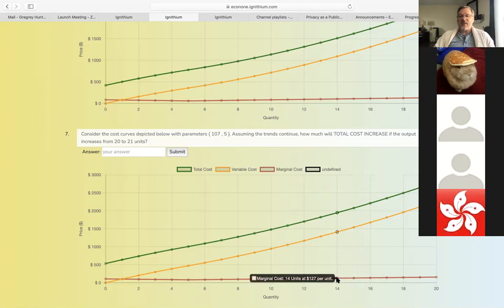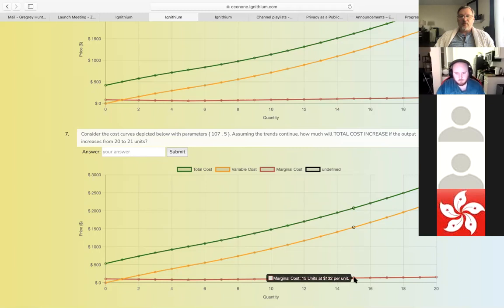So down here, I can see a pretty good trend. I go from 127 to 132, and from 132 to 137. So it increased by 5 there. And from 137 to 142, that's an increase of 5 also, right? And from 142 to 147, that's an increase of 5. So you guys should be able to see the pattern for the change in total cost from the marginal cost function. Okay.